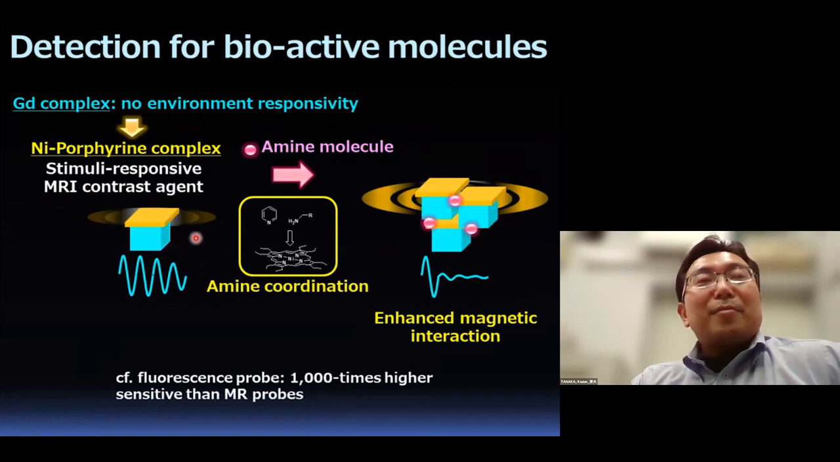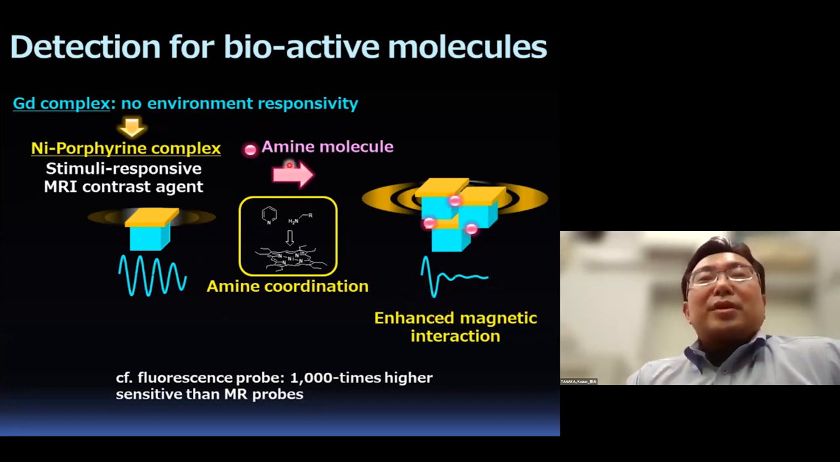At that time, several NMR signals can be observed. In the presence of target amines, larger magnetic interaction should be induced. As a result, the MR signal should be changed. And by monitoring these changes, we thought the existence of a trace amount of amine complex should be detected.